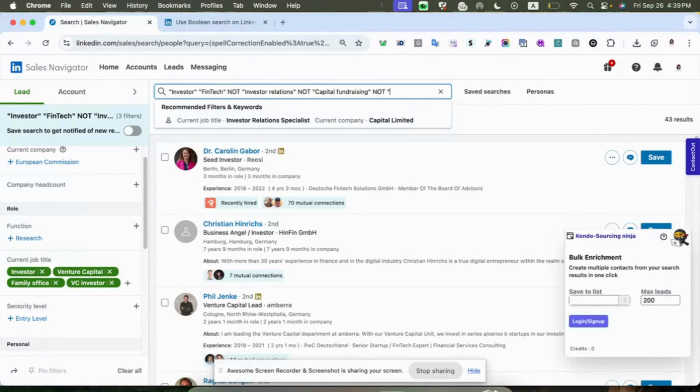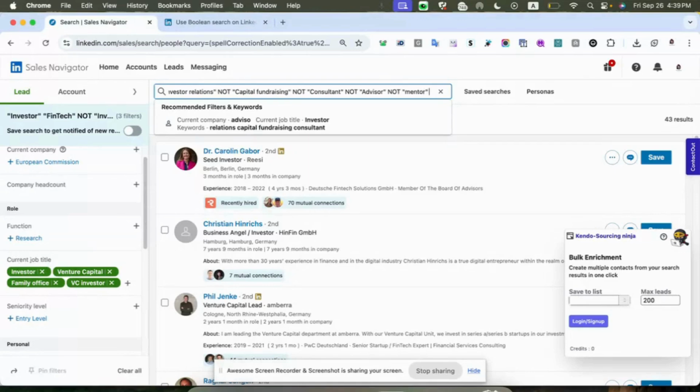So for capital fundraising, I'm not looking for those. Let's put another keyword: investor relation, capital fundraising, consultant. I'm not looking for those as well. I'm not looking for advisor, right? Advisor. I'm also not looking for mentor. I just need investor, right?